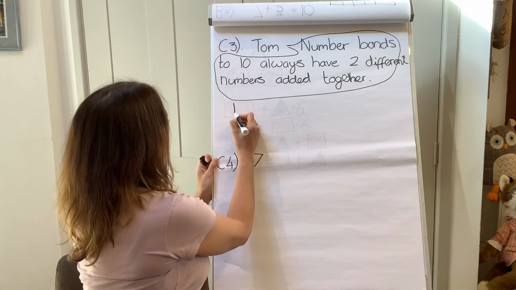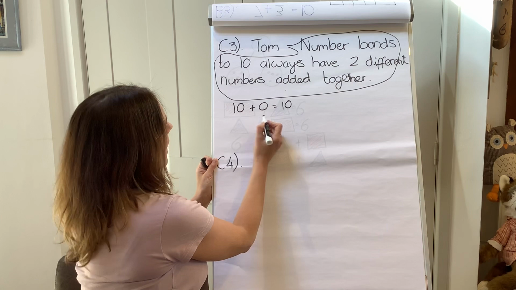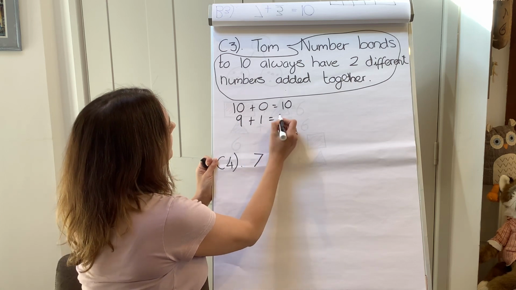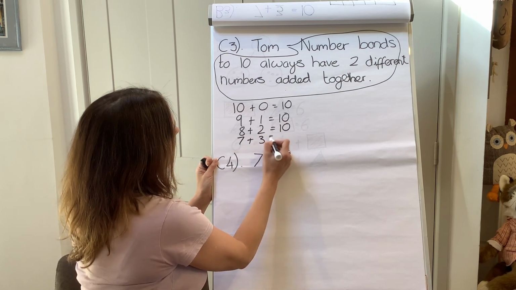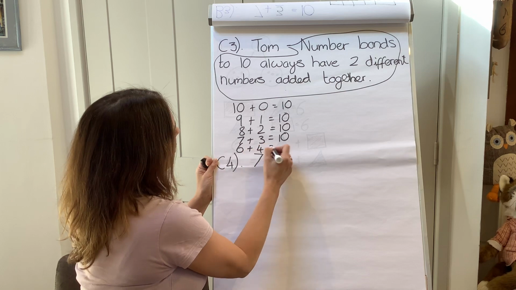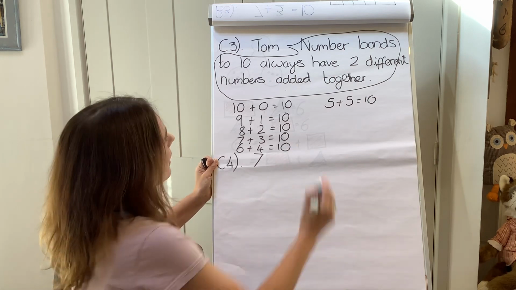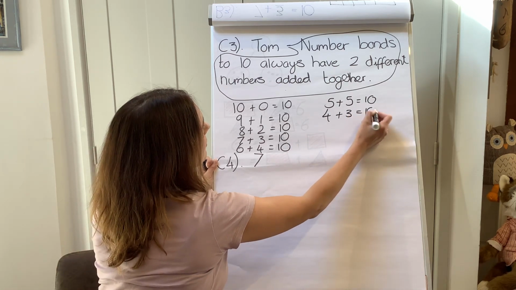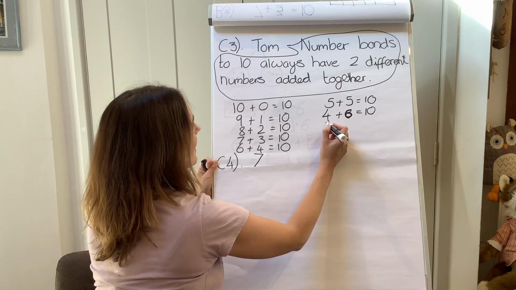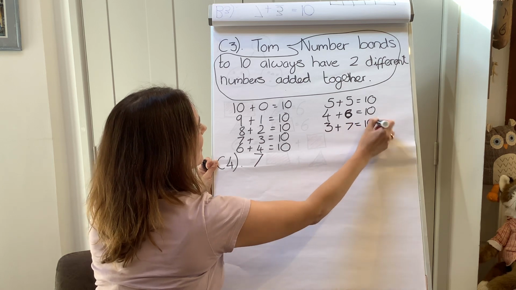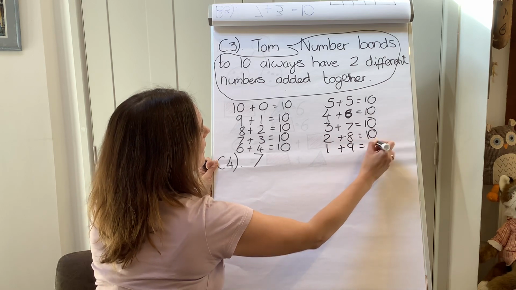So what I would be doing is thinking 10 and 0 is equal to 10. That has two different numbers, 9 and 1, 8 and 2, 7 and 3, 6 and 4, 5 and 5 is equal to 10. 4 and 6, 3 and 7, 2 and 8, 1 and 9, and 0 and 10.